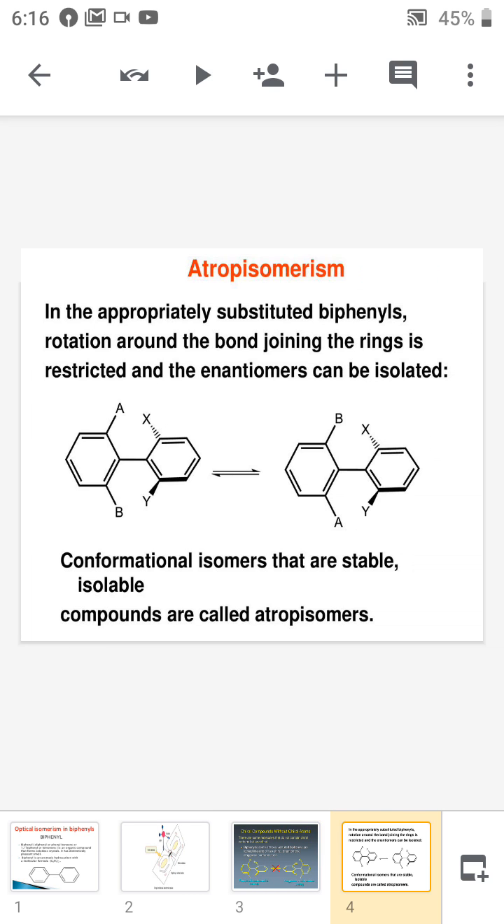See here, in the diphenyl we can see that both rings are substituted with a group. In the first ring, the ortho positions are substituted by A and B. In the second ring, they are substituted by X and Y. If it undergoes ring flipping, it gives another pair of enantiomers, existing in a different plane. So these are the stereoisomers possible for the diphenyl.